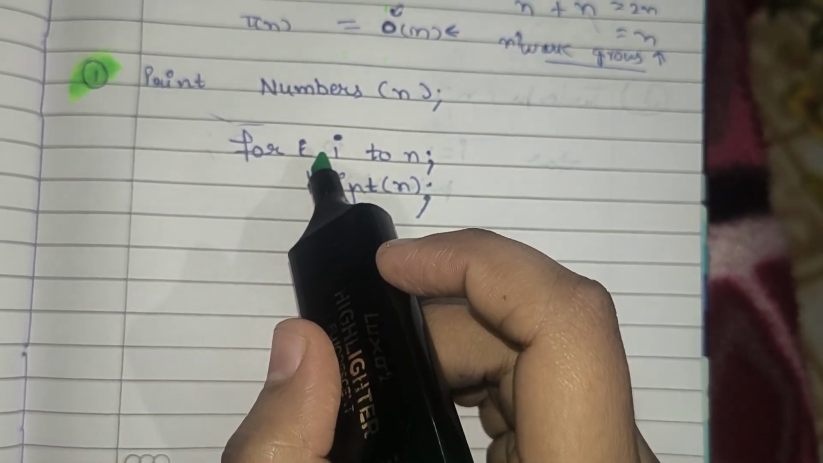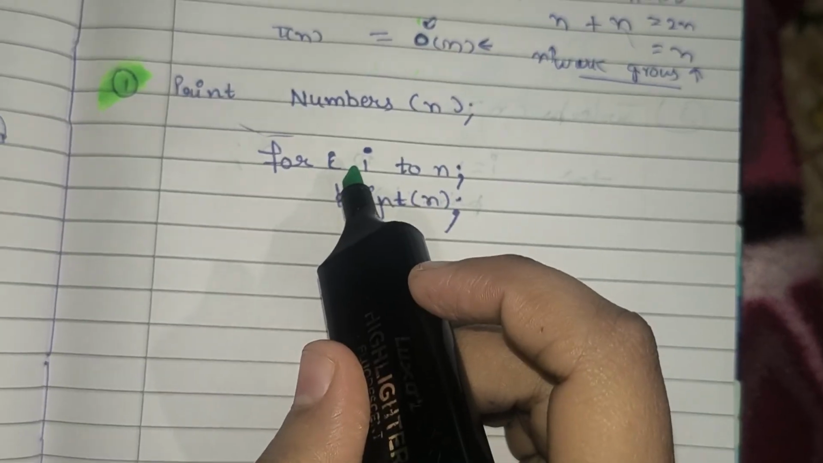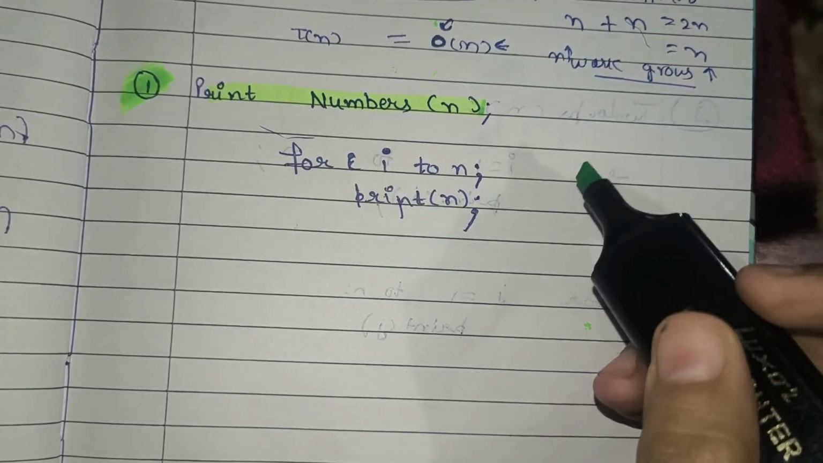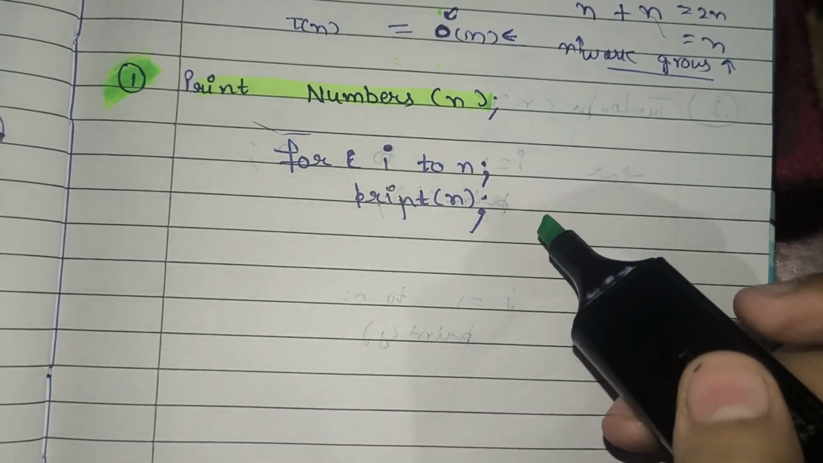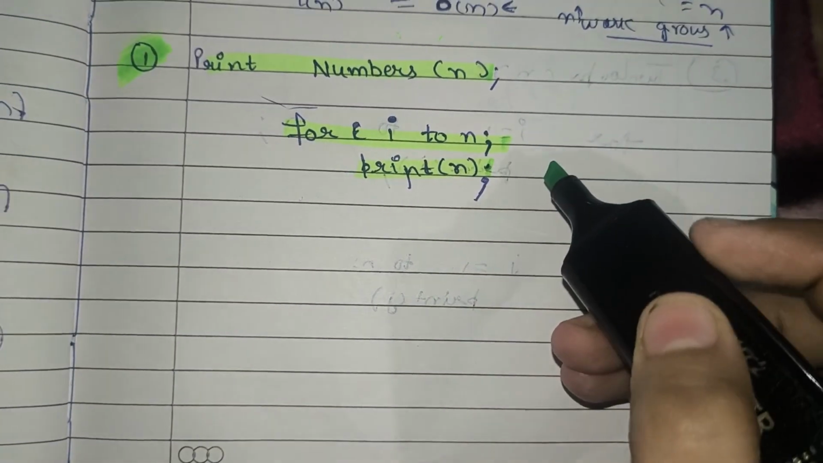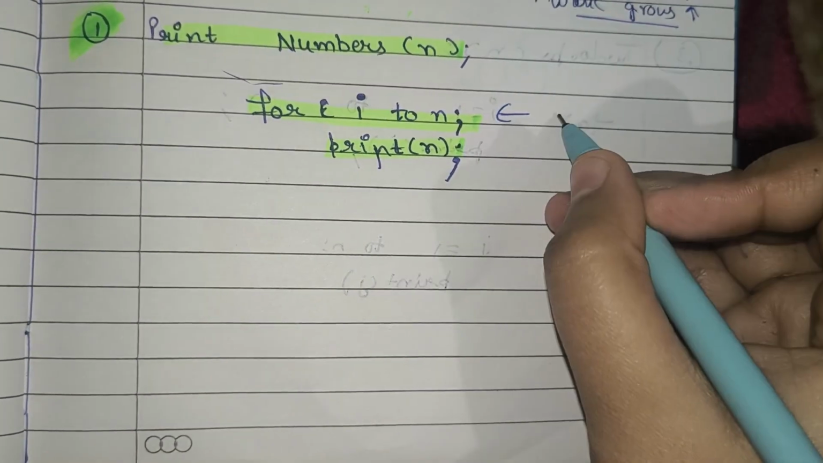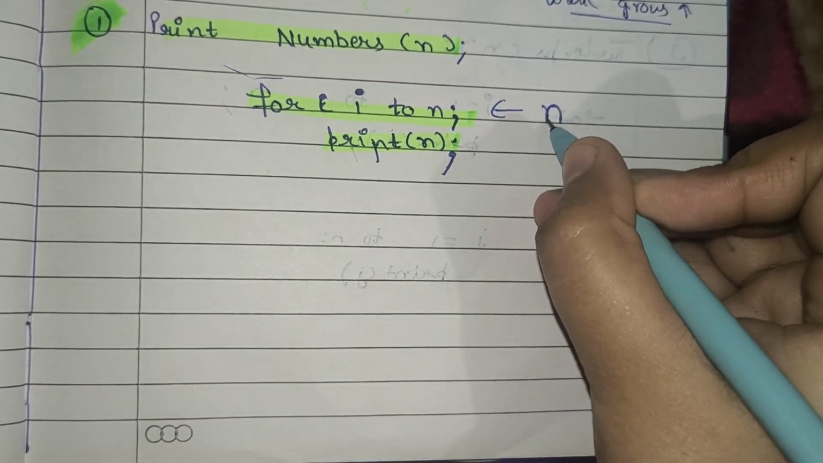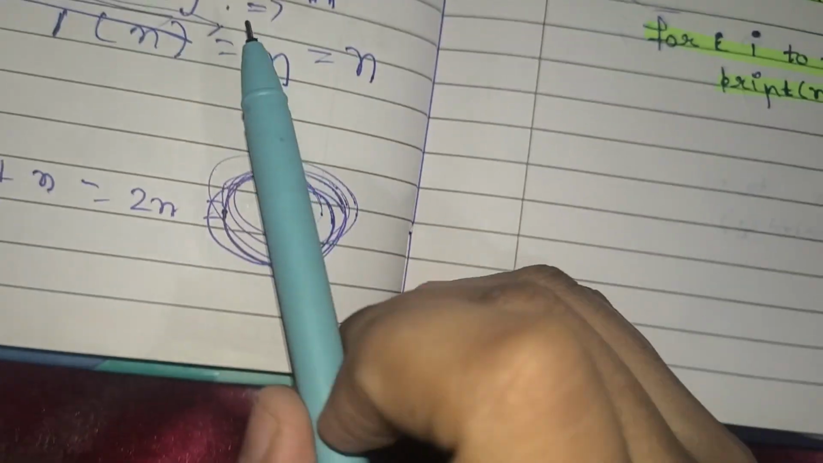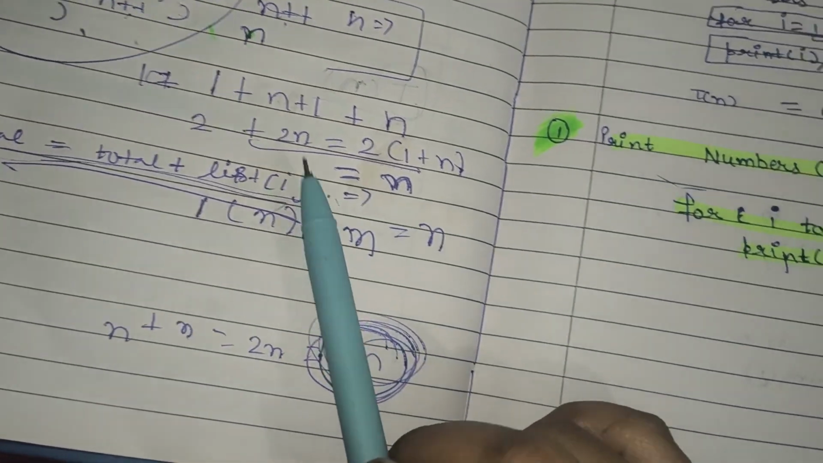So now let's start solving a few more examples to get an idea. Print numbers. This is a very easy problem. Let's calculate time complexity. For loop, print n. So we have a loop. Now we know that a for loop takes n number of iterations. We have discussed this in video number 1. If you have not watched it, do watch.